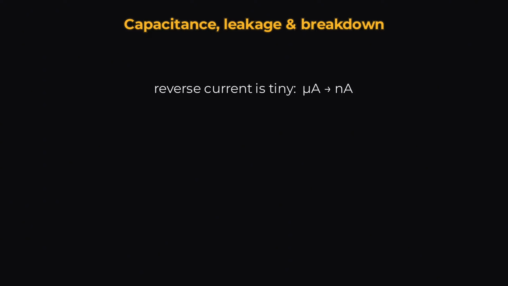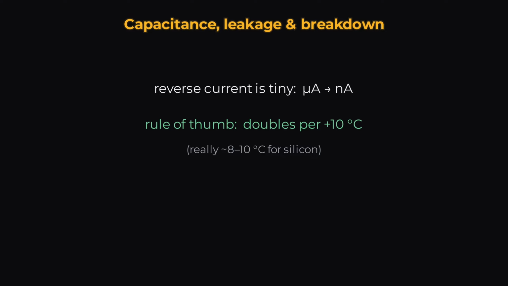In magnitude, the reverse current is tiny, in the microamp to nanoamp range. A common rule of thumb says IS doubles for every 10 degrees Celsius. For silicon, the real doubling interval is closer to 8 to 10 degrees. Treat it as a rule of thumb, not a law. The same thermal scale appears in the forward direction. At 300 Kelvin, the forward current rises 1 decade for about every 59.5 millivolts. That value is 2.3 times the thermal voltage.